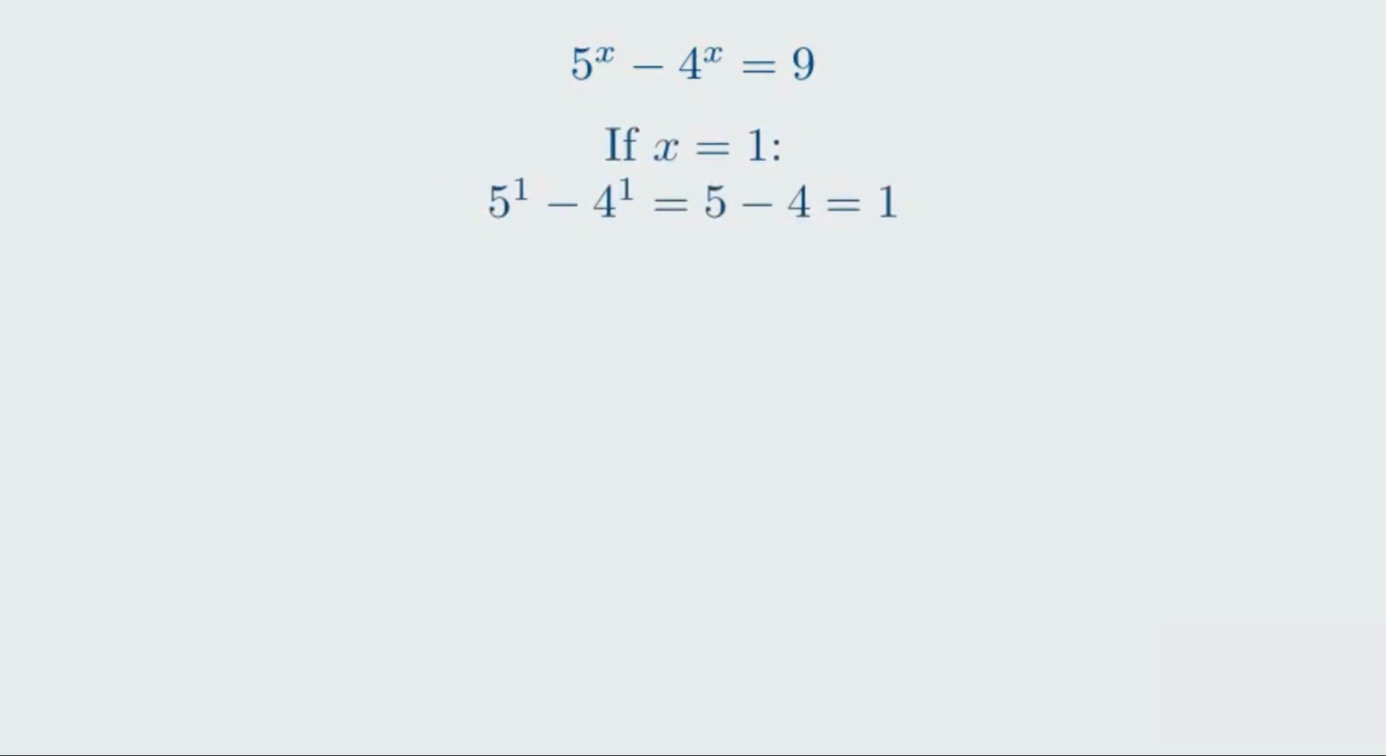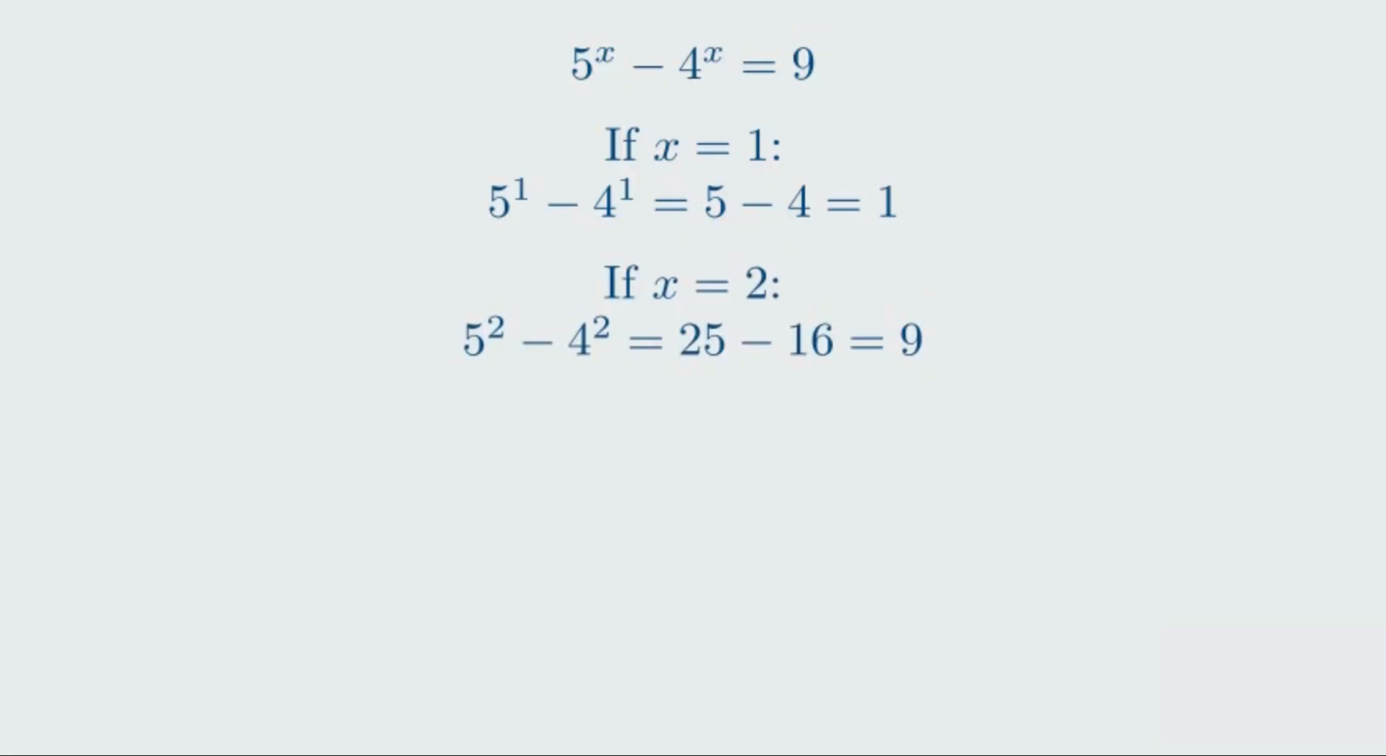Since our function is increasing, we know we need to try a larger value for x. Let's try the next integer, x equals 2. If x equals 2, we have 5 squared minus 4 squared. That's 25 minus 16, which equals 9. And there we have it. We found the solution. When x is 2, the left side of our equation, 5 to the x minus 4 to the x, equals the right side, which is 9.